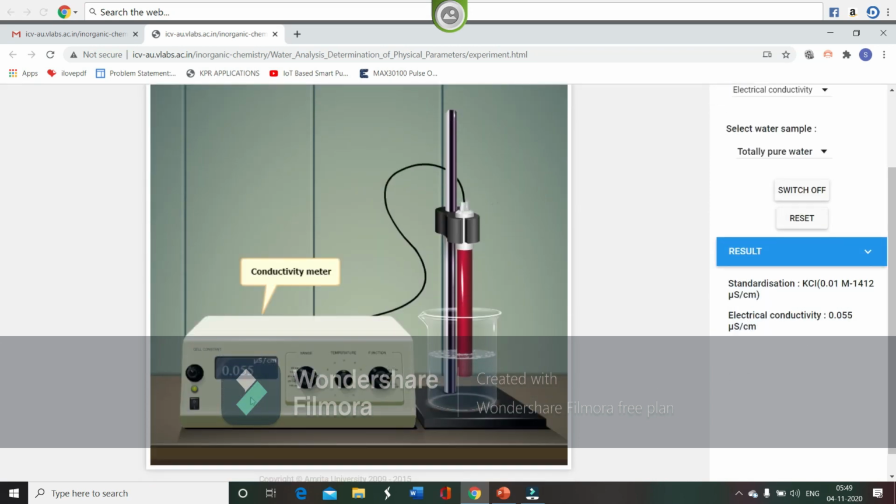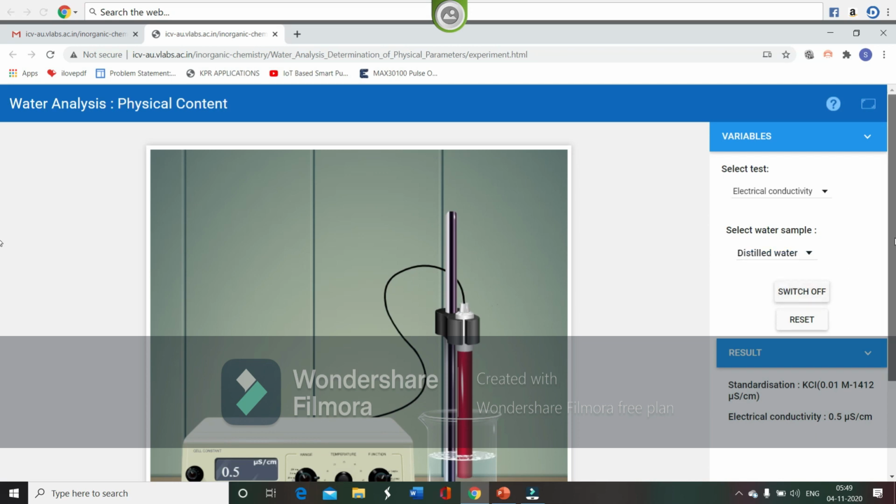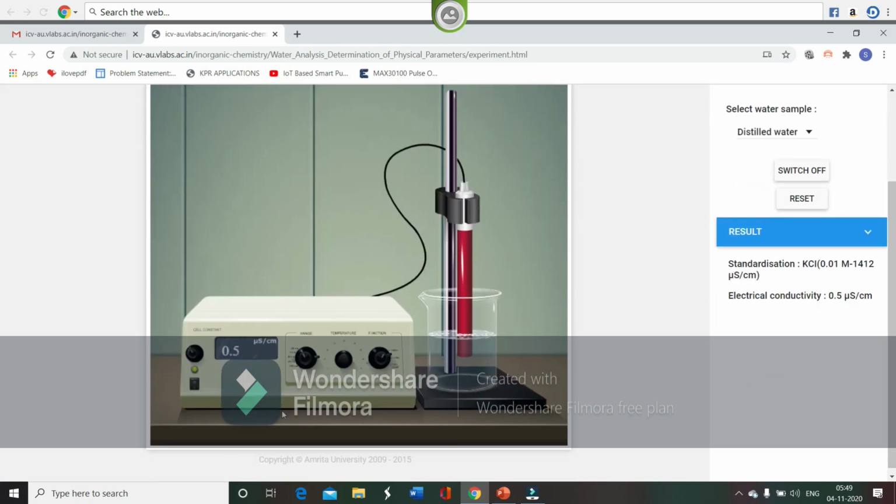Now switch off the meter and change the sample solution. Distilled water is taken now. Switch on the meter. The electrical conductivity of the distilled water sample is found to be 0.5 microsiemens per centimeter.